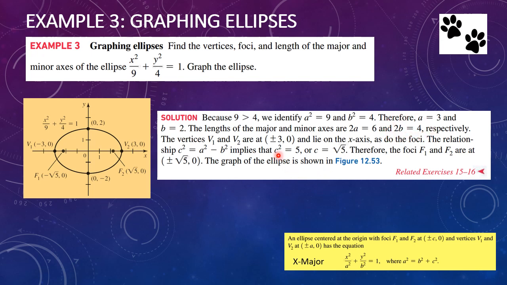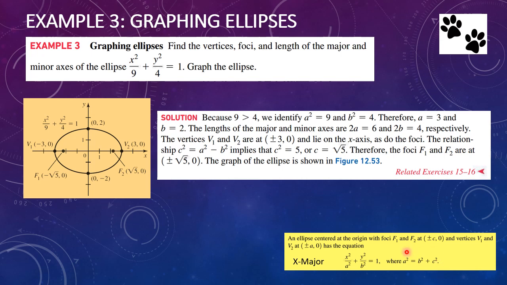The vertices are at plus or minus a, 0 and lie on the x-axis, as do the foci. The relationship c squared equals a squared minus b squared implies that c squared equals 5, or c equals the square root of 5. Therefore, the foci F1 and F2 are at plus or minus root 5, 0, and the graph is shown to your left. Okay, so you can identify all the parts.